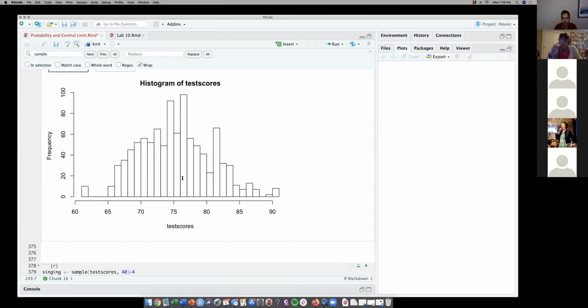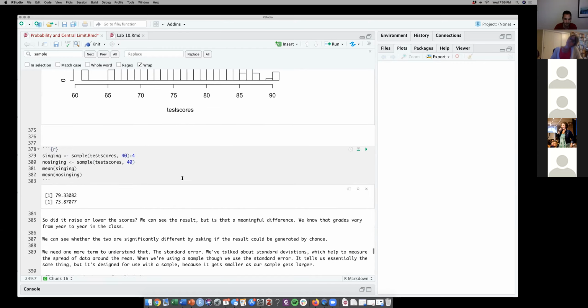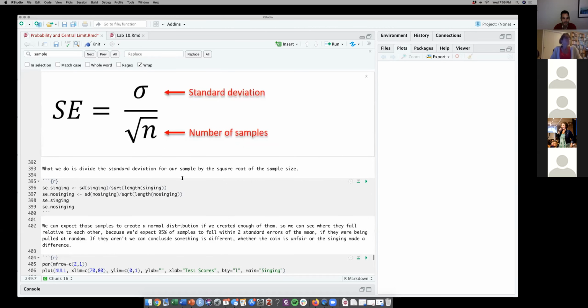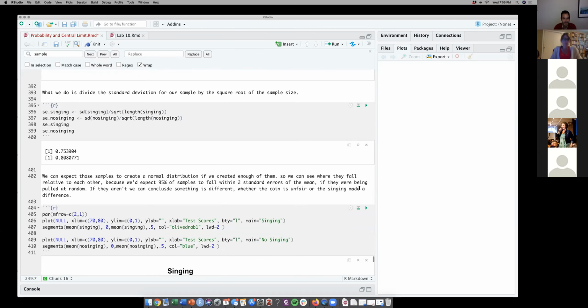But what I want to know is whether the difference in these two samples was just generated by random noise, like flipping the coin, or whether it was generated by something different that was done, specifically my singing. I'm going to skip over standard errors for now. We can circle back to it if we get this.